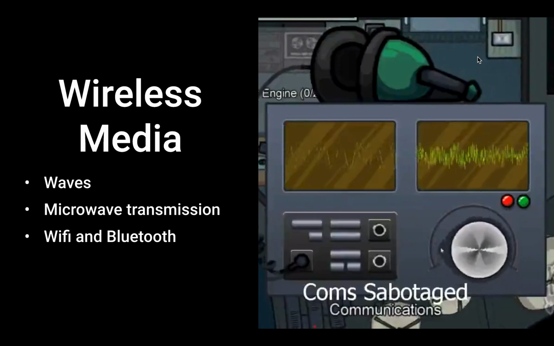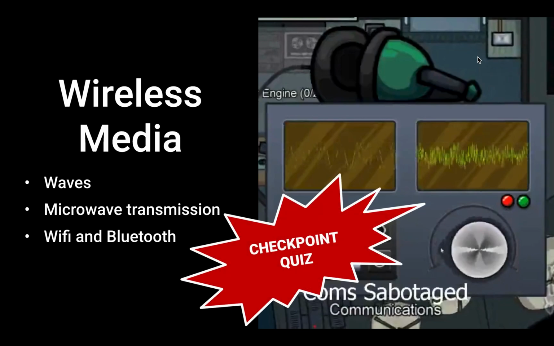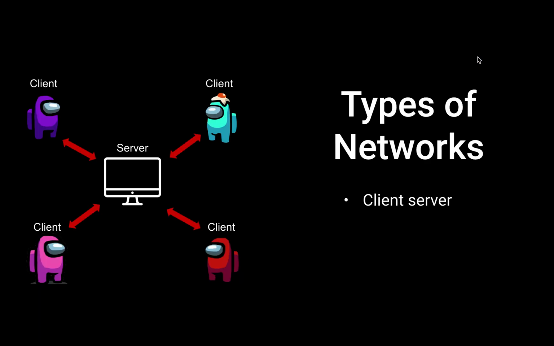And before we end this slide, there is a checkpoint quiz. What are the two waves in the electromagnetic spectrum we use for wireless media? Do expect that question to pop up on Moodle. Next, let's move on to the types of networks.